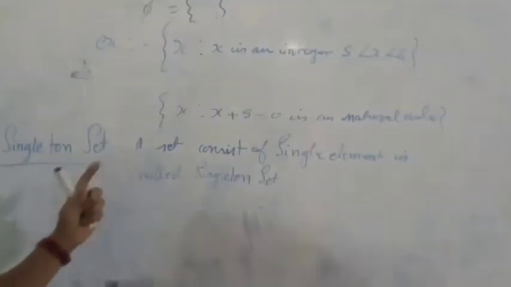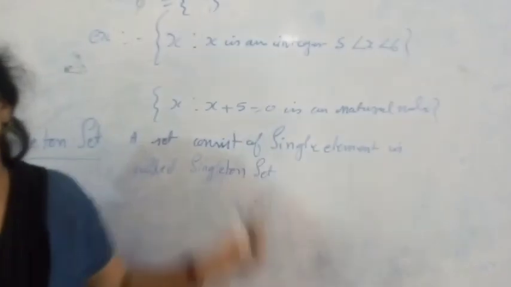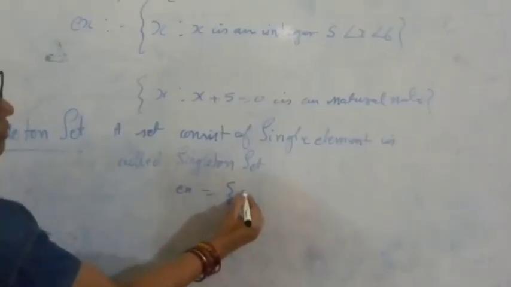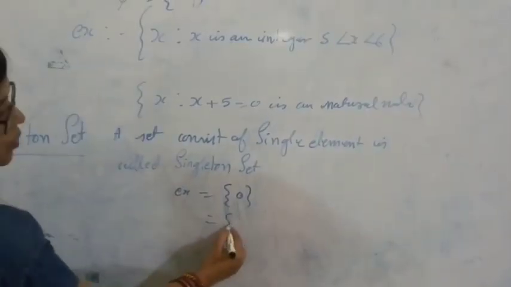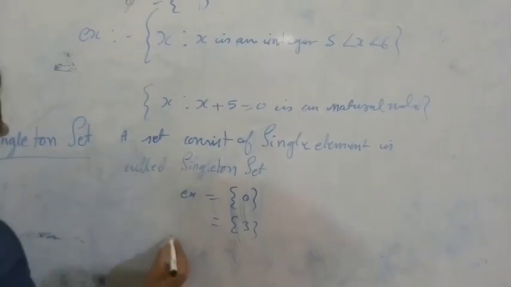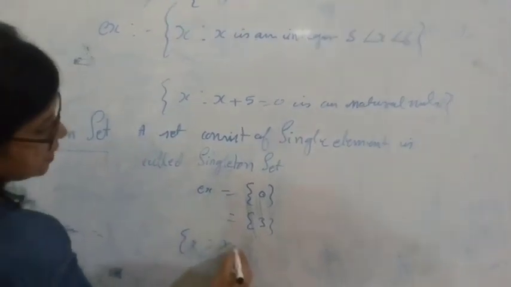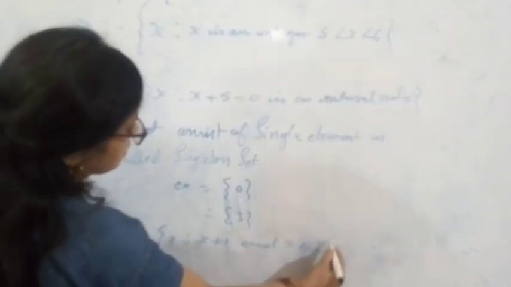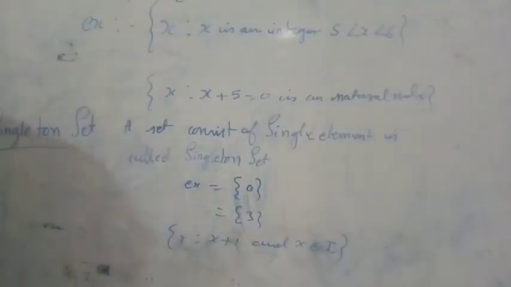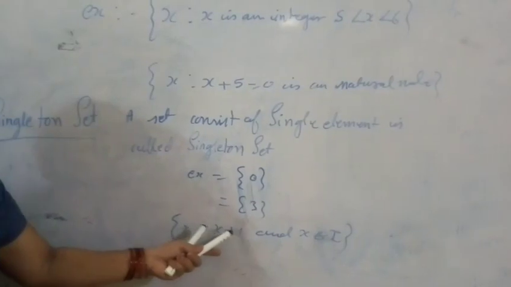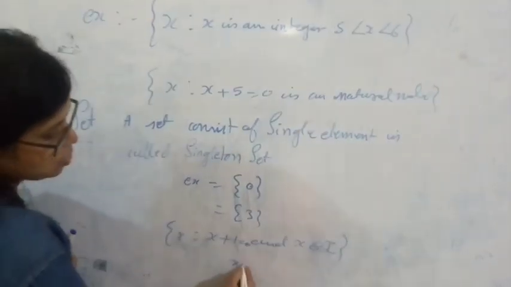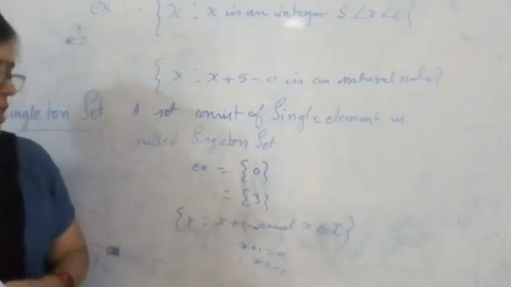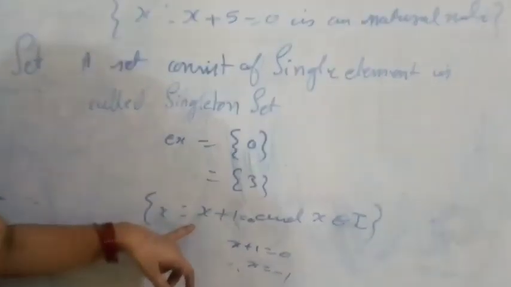A singleton set means a set consisting of a single element is called a singleton set. For example, any single element may be 0, 3, and x such that x plus 1 equals 0 and x belongs to the integers. This is also a single element. x plus 1 is equal to 0. When we solve this, x is equal to minus 1, and minus 1 belongs to the integers. Means only one element is here.